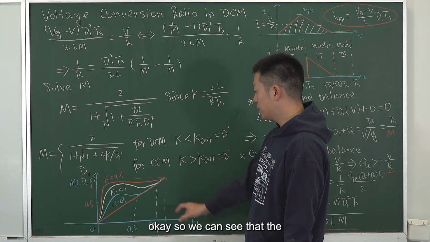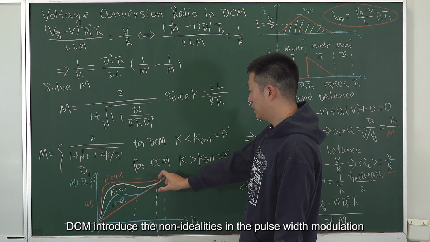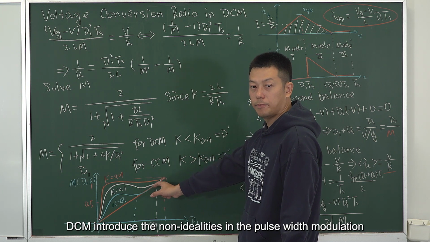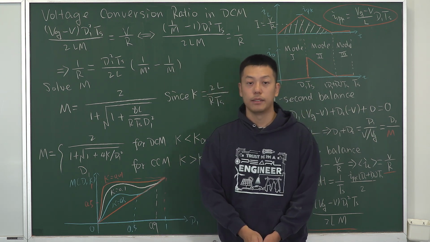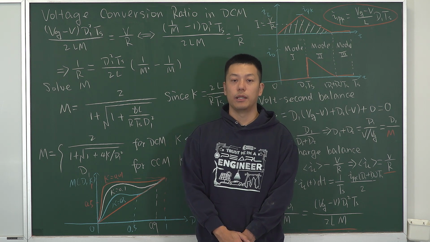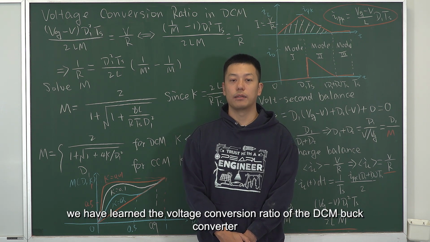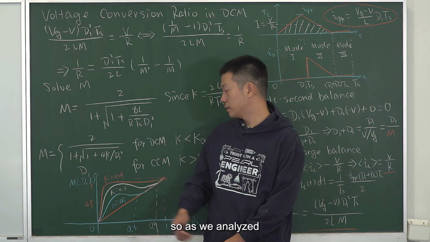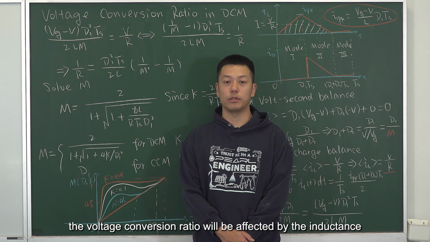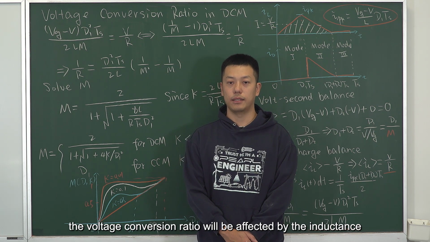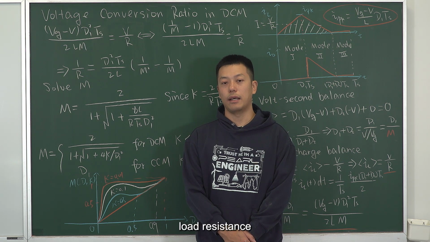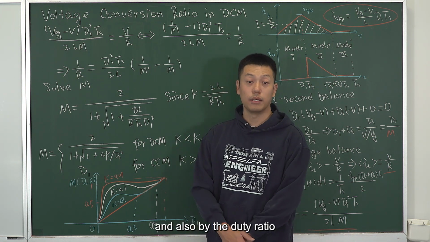Okay, so we can see that DCM introduces non-ideality in the pulse width modulation. In this subsection, we have learned the voltage conversion ratio of the DCM buck converter. As we analyzed, the voltage conversion ratio will be affected by the inductance, switching period, load resistance, and also by the duty ratio.